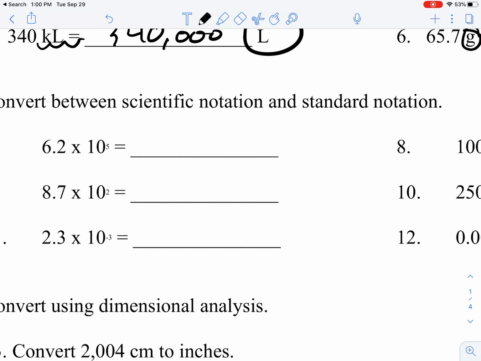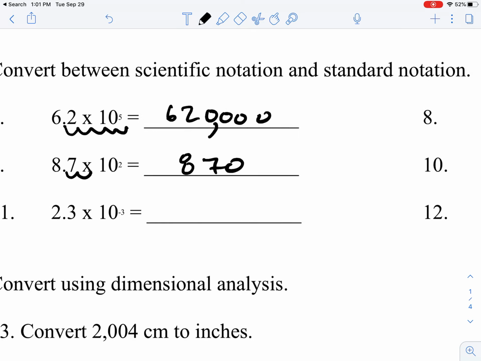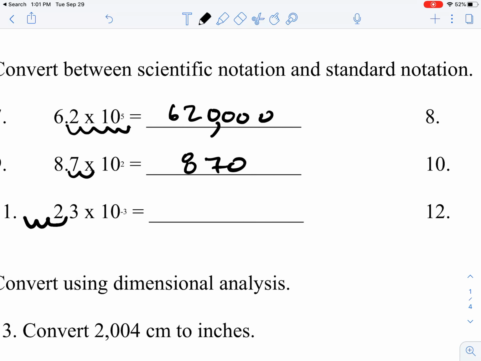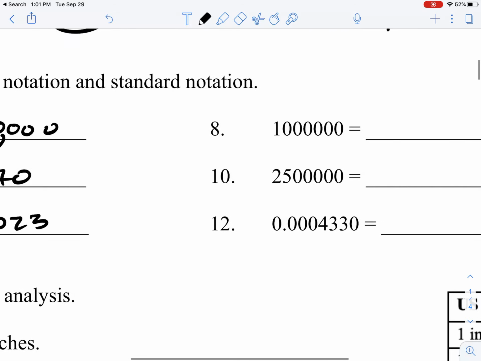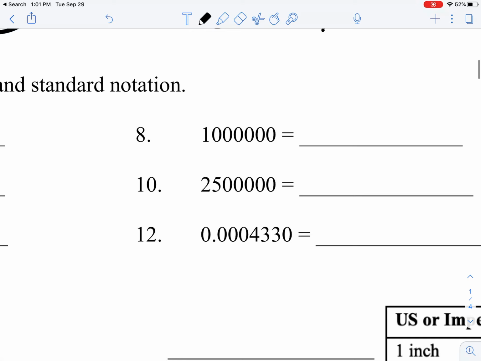Okay. Next, scientific and standard notation. So positive exponents means I make it bigger. I just move the decimal 5 spots. 1, 2, 3, 4, 5, which means it's 62 with 4 zeros after it, 620,000. Here I'm moving it 2 spots, so it's 1, 2, which is going to give me 870. Positive means big. And here it's negative, so I move it 1, 2, 3 spots left, so it's 0.0023 there.